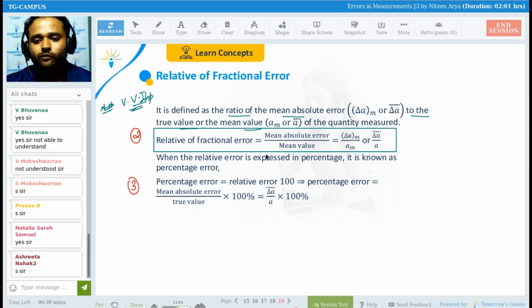the error on behalf of the true value. Which is the true value here? What is the true value here? Basically the mean value, because the true value we don't know. Clear? So when we don't know the true value, how can we give the relative or fractional error on behalf of that? Simply the mean value and mean absolute error. That is very, very important.